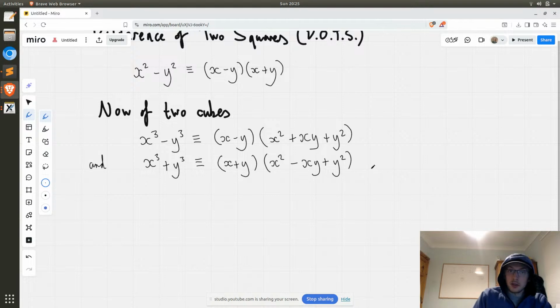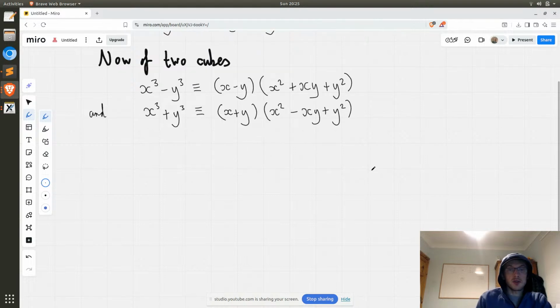Hold on now. Don't just take the formulas as what they are. Convince yourself. That's the power of mathematics. You can actually convince yourself of these things.